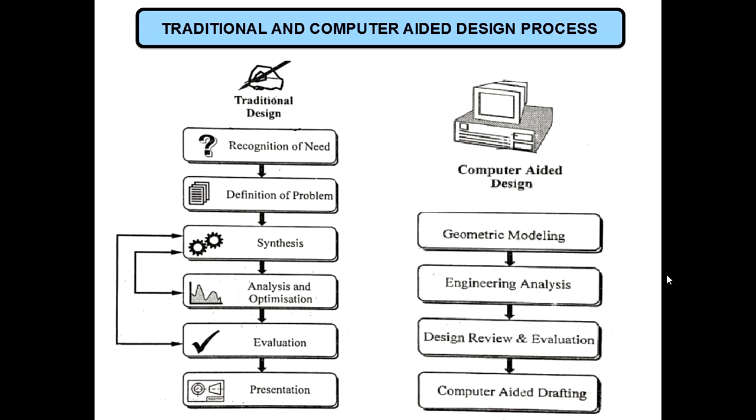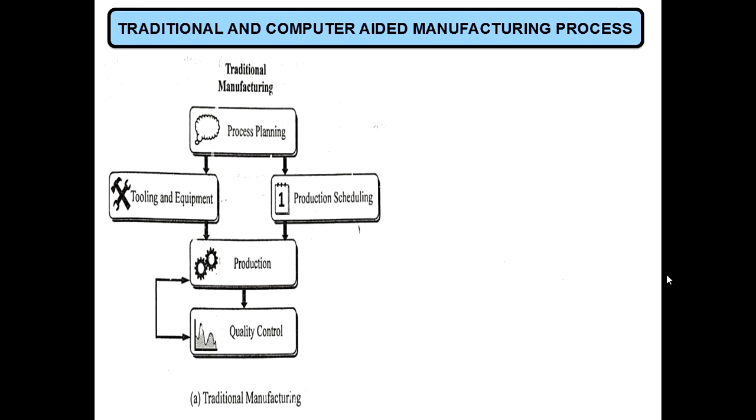In computer aided drafting we can present the design in the form of a drawing. So we have different drafting softwares available. For example, we have the AutoCAD software for representation of the design. So this is the difference between traditional and computer aided design process that we are having.